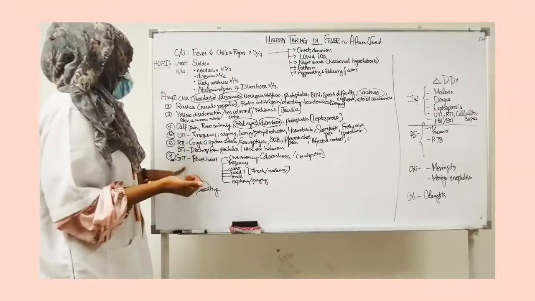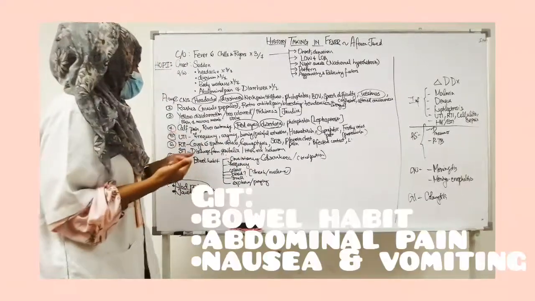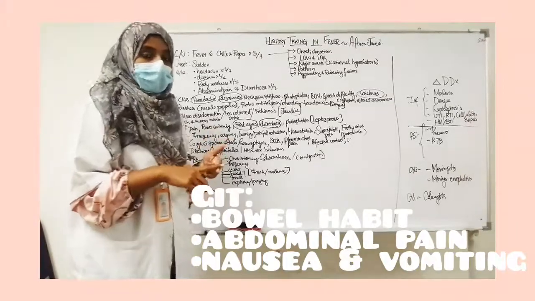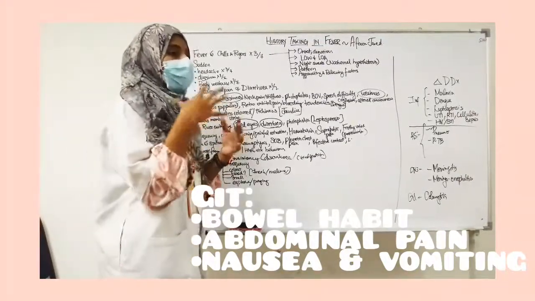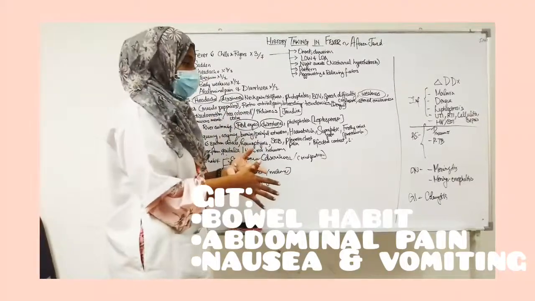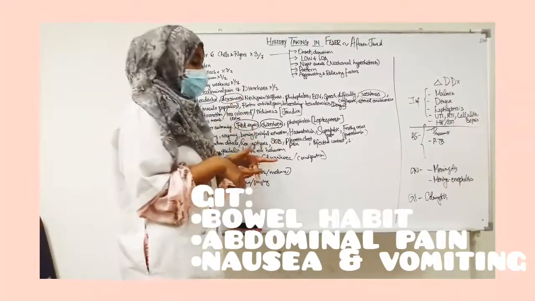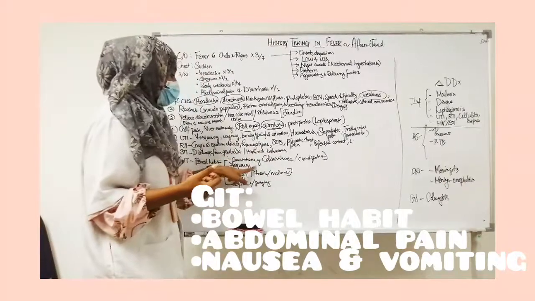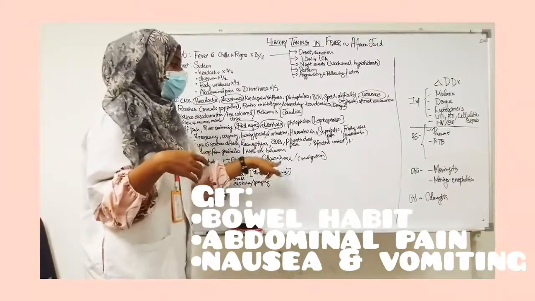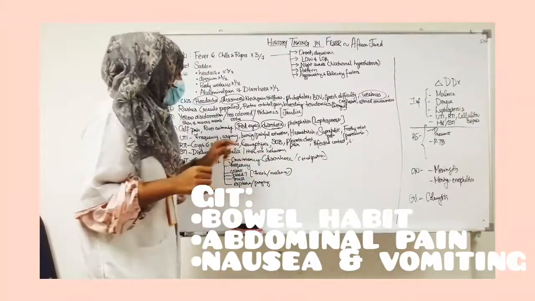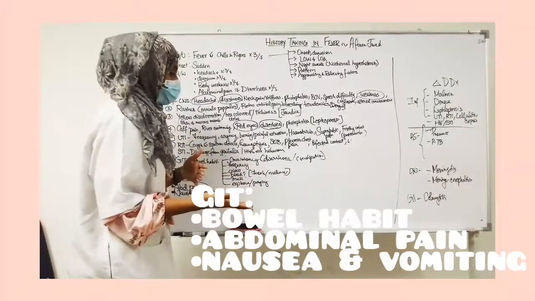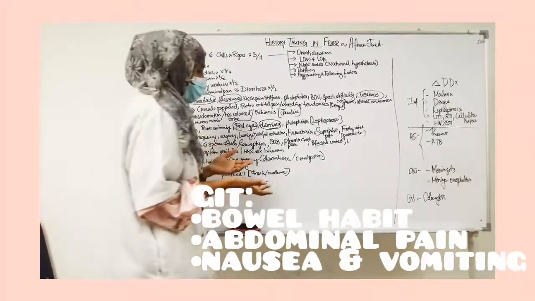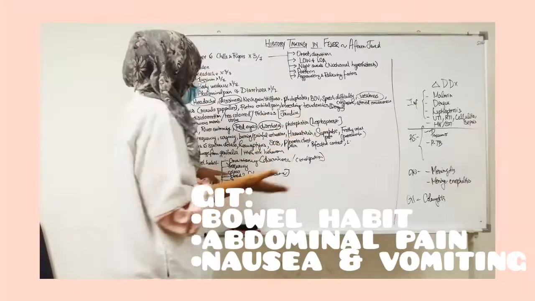Other than that, you can ask for GIT problems, like you begin with the bowel habit. So when you ask about the bowel habit, the first thing you must ask about is the normal bowel habit of the patient itself, and then whether there is any altered bowel habit in terms of consistency, whether it is like diarrhea or the patient is constipated, or ask about the frequency, like in diarrhea there will be too many episodes which can result in dehydration as well, so we need to monitor the fluid electrolytes later.